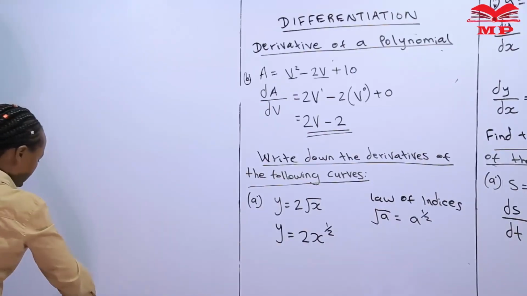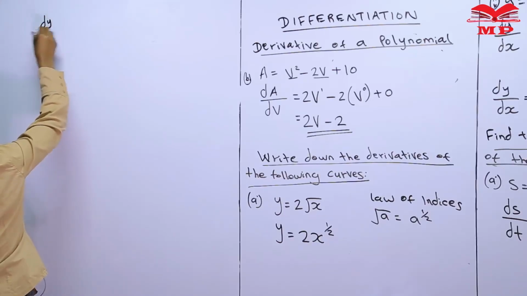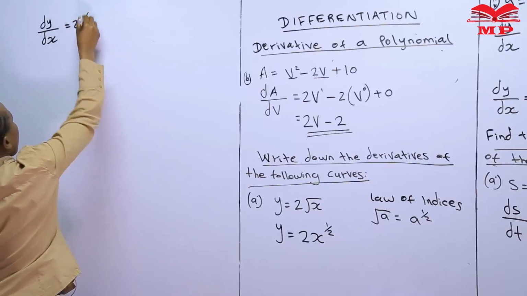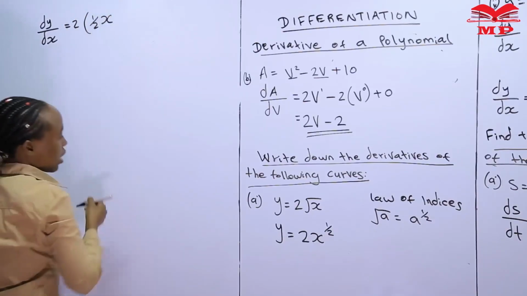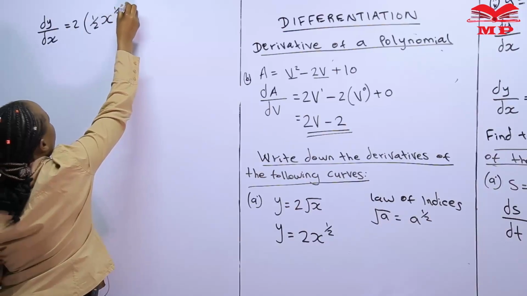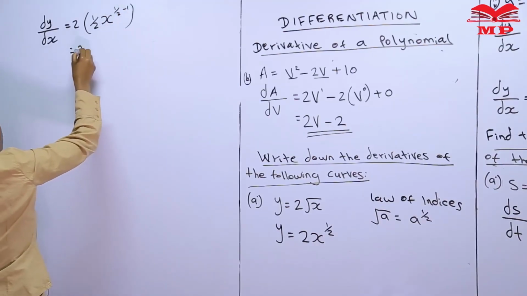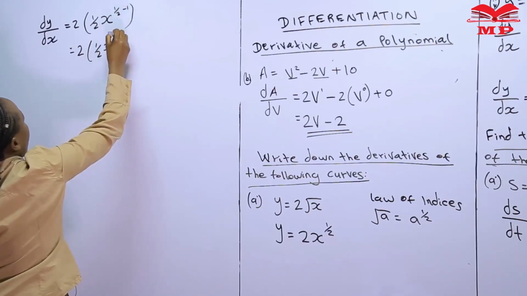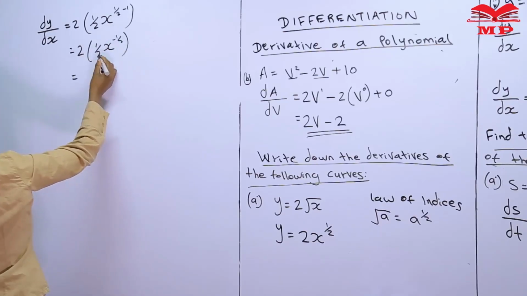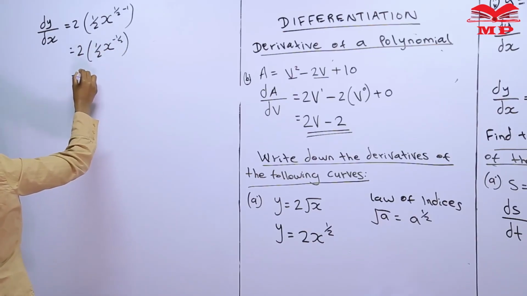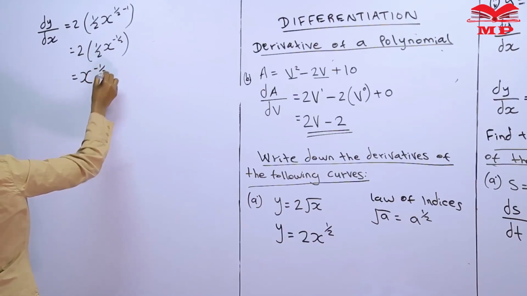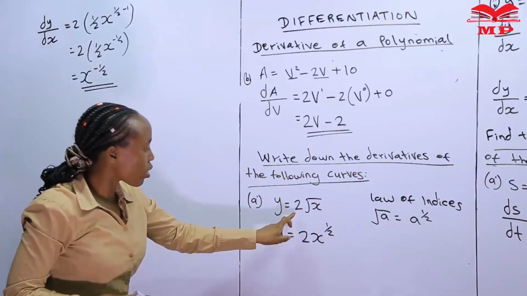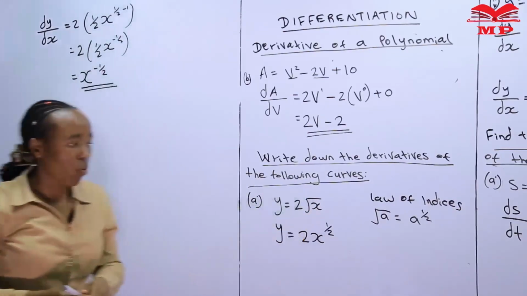So we find dy all over dx. Therefore, dy all over dx will be equal to, our constant is 2, then we multiply by a half x raised to power a half minus 1. So we are going to have 2 into bracket a half x, a half minus 1, we have negative a half, and therefore we end up getting a half times 2, which is 1. So we end up getting x raised to power negative a half. So that is the derivative of y is equal to 2 square root of x.